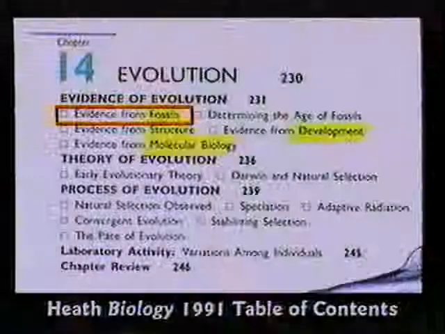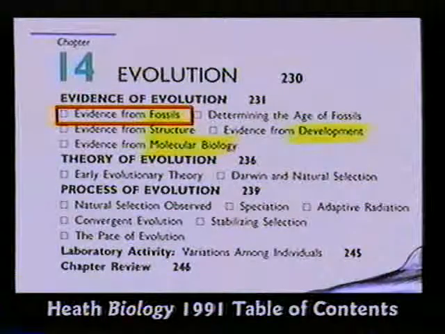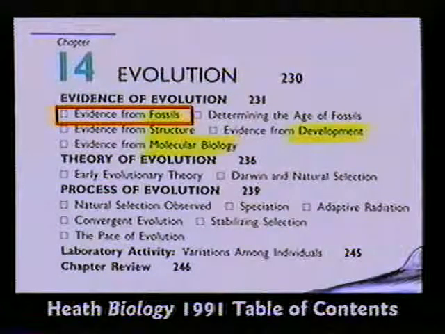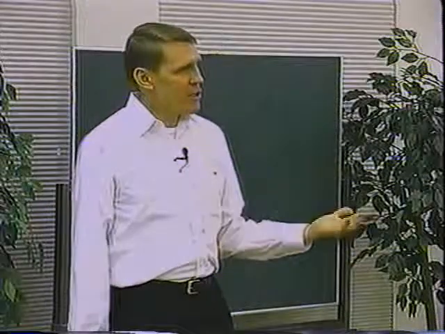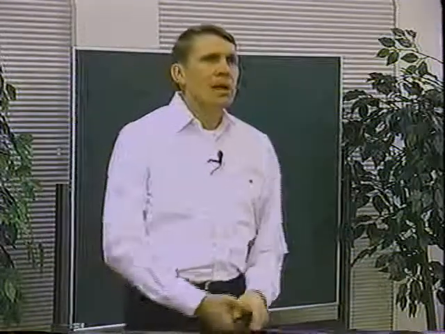This index to this one, this book has a whole chapter. I've seen some biology books that have an entire unit, 5 or 6 chapters just on evolution. They want to make sure the kids believe that when they get out of school. This one says, we have evidence from fossils. Well, let's just discuss this here. Is there any evidence from fossils to prove evolution?